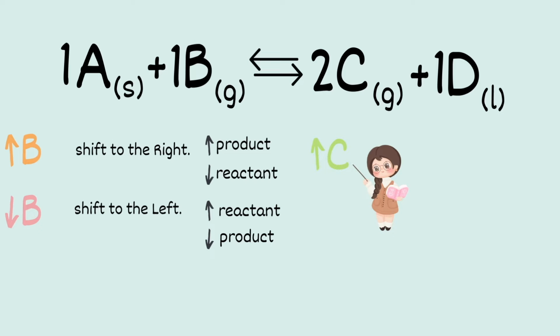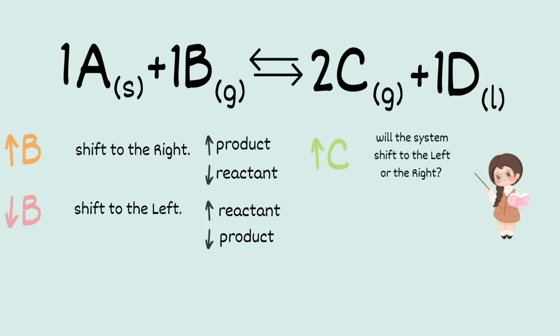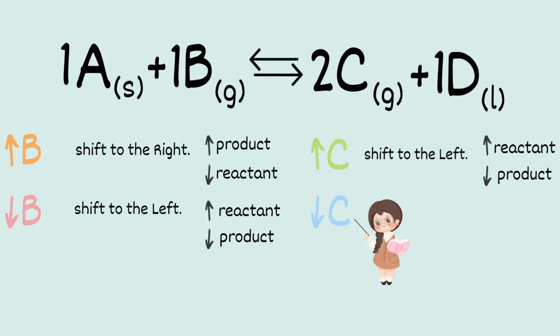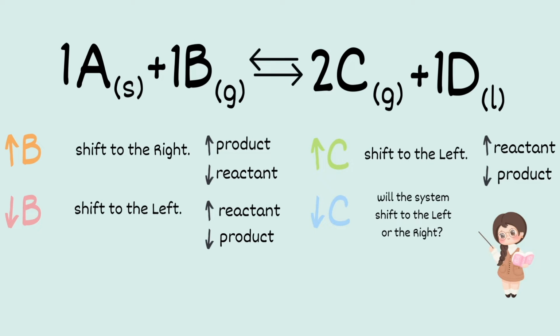What if we increase C? Will the system shift to the left or to the right? The system will shift to the left. This will increase the reactant and decrease the product. And now what if we decrease the concentration of C? Will it shift to the left or the right?